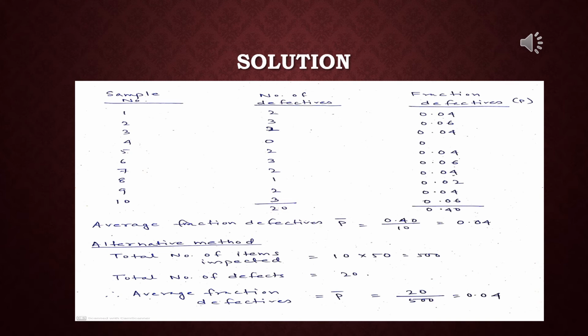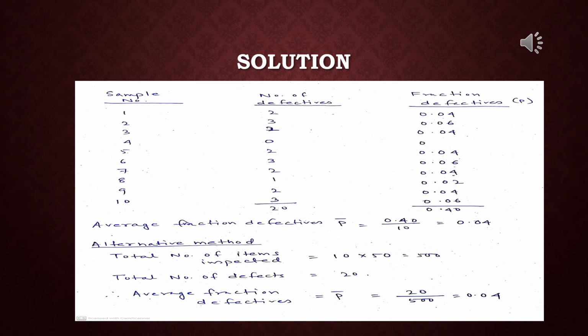Now if we talk about the number of defects here, sample number 1 will have the fraction defective of 2 by 50. Very similarly, sample number 2 will have 3 by 50, and continuously it will go on. So 2 by 50 or 3 by 50 should give you the fraction defective value, which we are getting as 0.04 or 0.06. Now if we add back all the fraction defectives here, we get the total fraction defective to be 0.40.